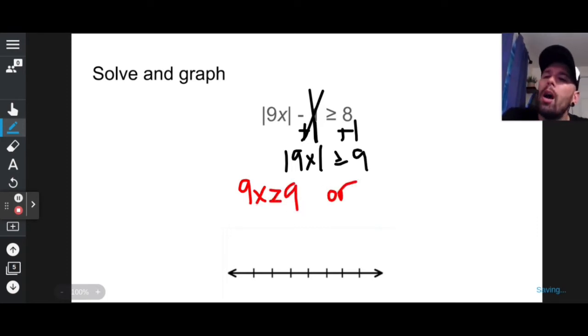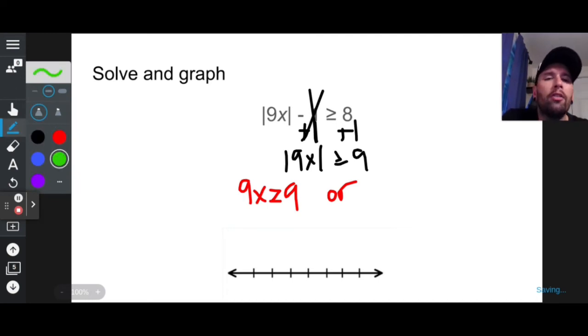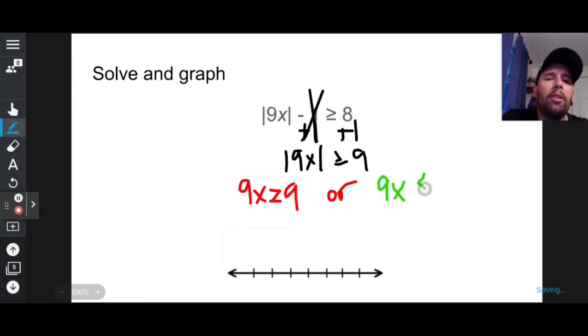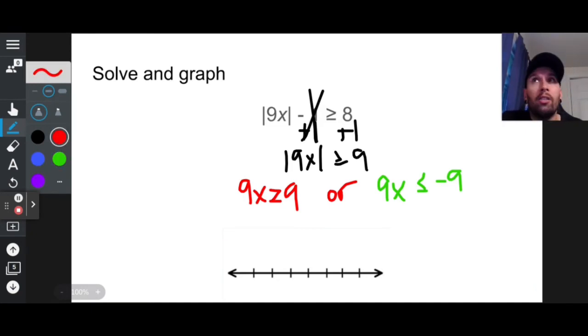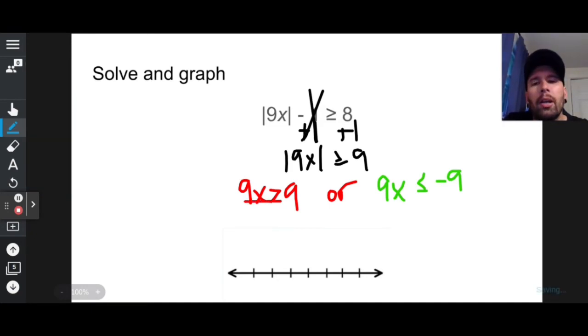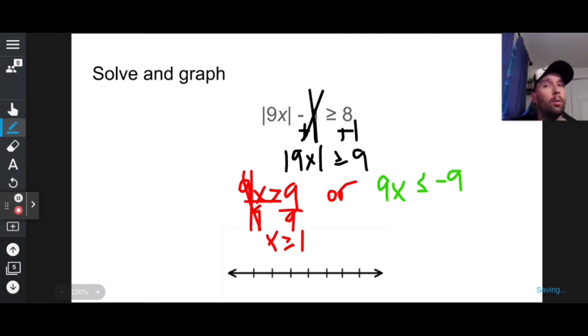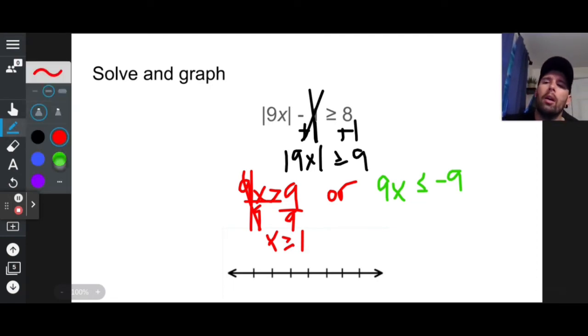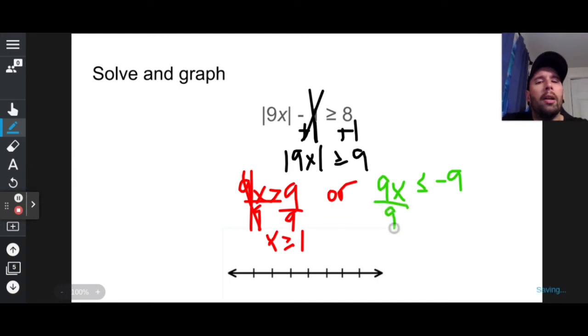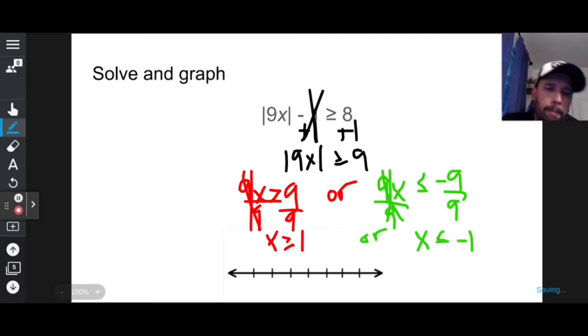or I'm going to write out the original left side, flip the sign, and make it negative. You solve each one individually. 9x is greater than or equal to 9. Well, I'm just going to divide everything by 9, and that gives me x is greater than or equal to 1. And I'm going to do this guy where I'm going to divide both sides by 9. X is less than or equal to negative 1. I got my or in between.